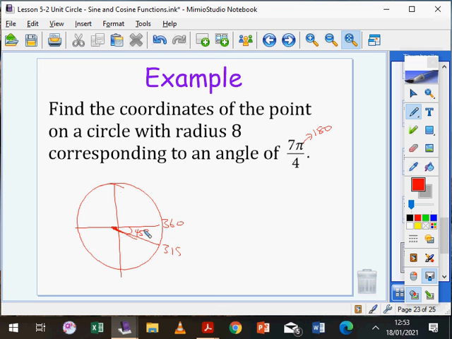What else? Find the coordinates of the point. And the cosine will be equal to root 2 out of 2, which is positive. So the coordinates are the x value, which is the cosine, root 2 out of 2, and the y value, which is the sine, negative root 2 out of 2. I hope you can see that the x coordinate is positive because going in this direction to get to this point is positive. The y is negative because going down is negative.